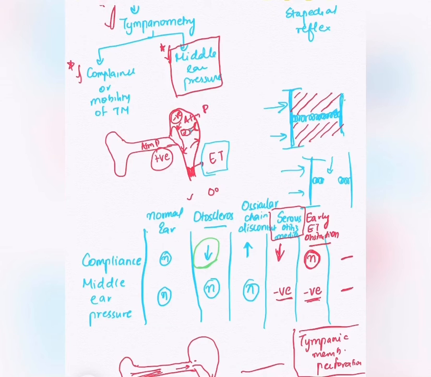The fluid in the middle ear is not filled, and that is why the compliance or the mobility of the middle ear would be normal, because obviously you can see this fluid is not there, so there is not any problem with the compliance or mobility. Fine, only the pressure in the middle ear would be negative. So I hope you understand.